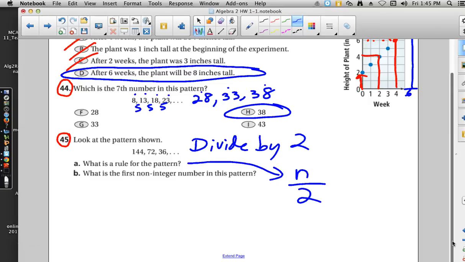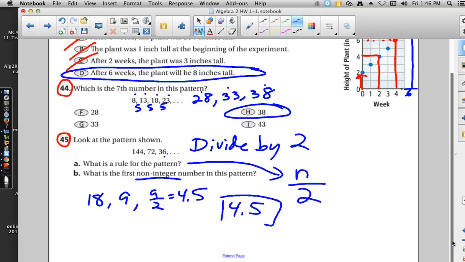B says, what is the first non-integer number? So the first one that would give you a decimal or a fraction. Well, let's see. 36 is the last one they have. 36 divided by 2 is 18. 18 divided by 2 is 9. 9 divided by 2, ooh, that's 4.5. That is it. And you certainly could put 9/2 as your answer too. In fact, I would prefer that instead of the decimal. So 9/2 would be the first one that we would have that would be a fractional answer there.